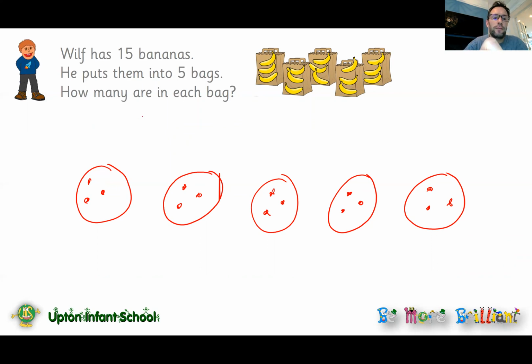And we had our 15 bananas, and we shared them out amongst the 5 circles, the 5 bags, and in each of those circles we had 3. So we worked that out just by using a pencil and a paper. 15 divided by 5 equals 3. And that's what we're going to do in today's maths lesson. We're just going to be working these questions out by using our pen and doing some jottings.